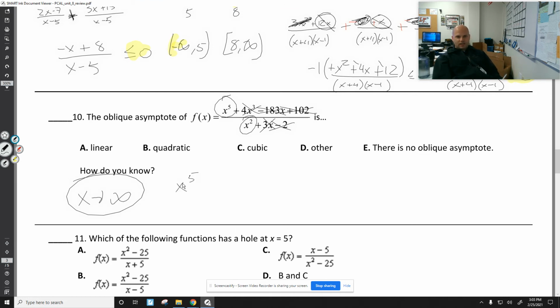As x approaches infinity, what's going to dominate the function is x to the 5th over x squared. Take those, divide, x cubed. That is essentially what this oblique asymptote is called. It's like, as we go off to infinity, you're going to be tracking what x cubed typically does. That's what an oblique asymptote is.